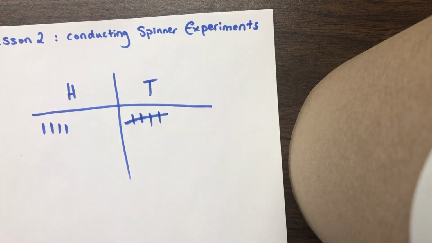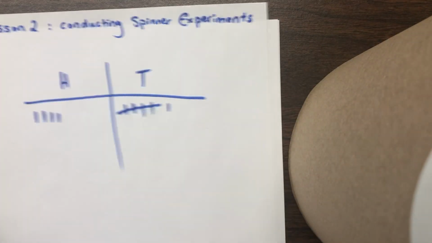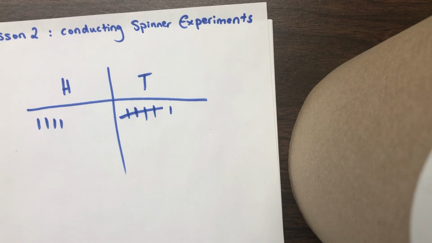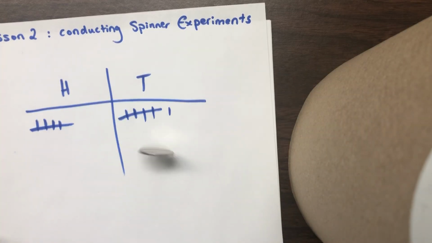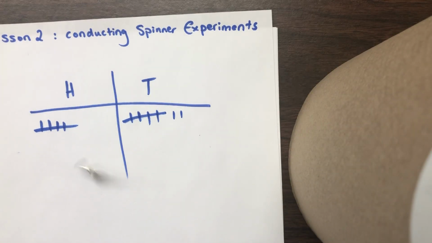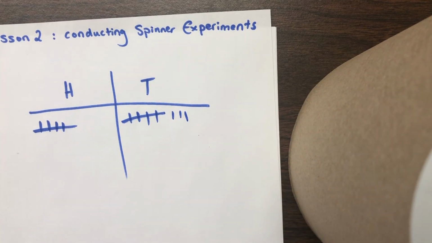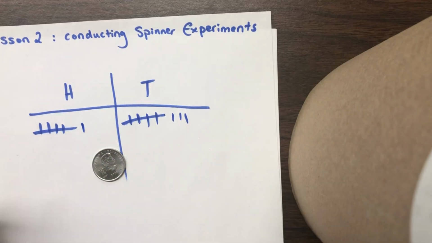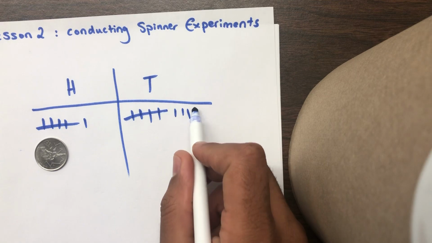Now we got another heads, we got a tails, we got a heads. So we have so far 11 flips. We got a tails, so that's 12. Another tails, it's 13. We got a heads, that's 14 flips. And we got a tails.